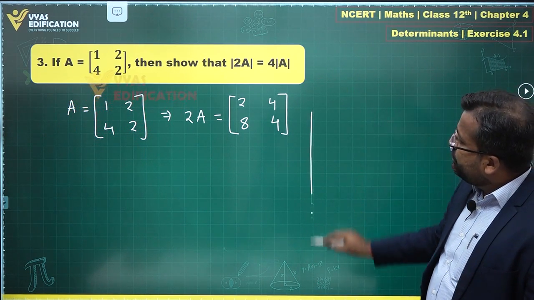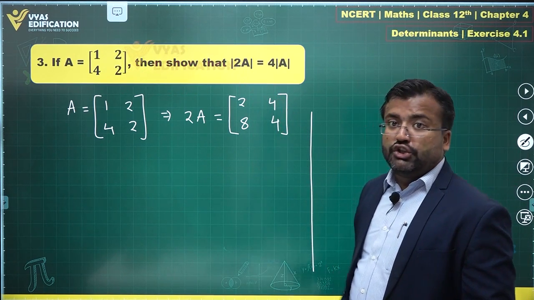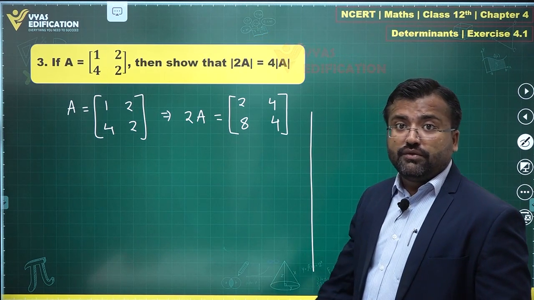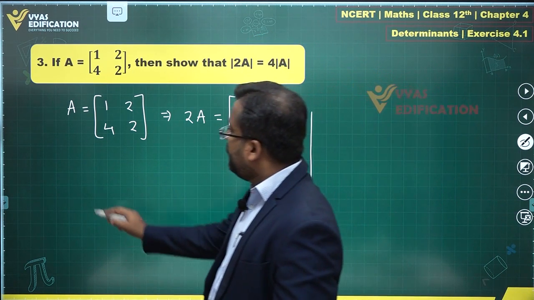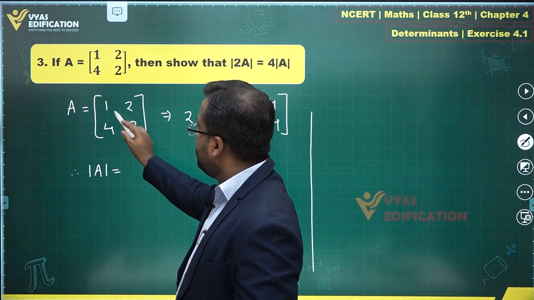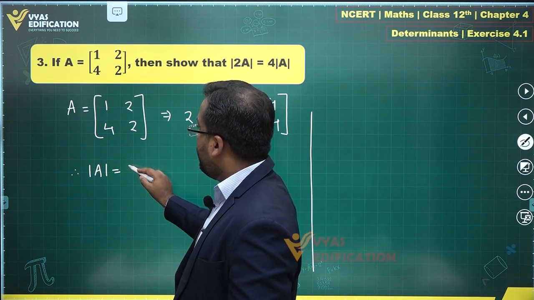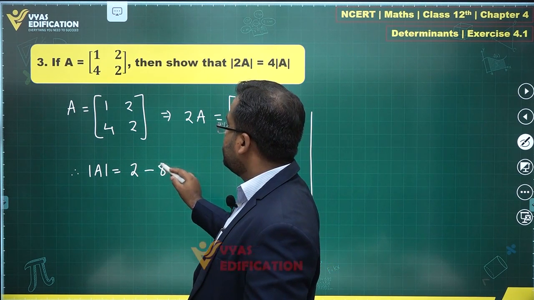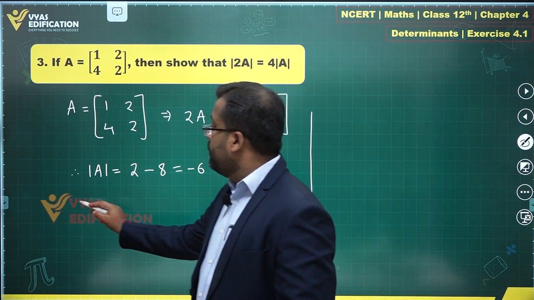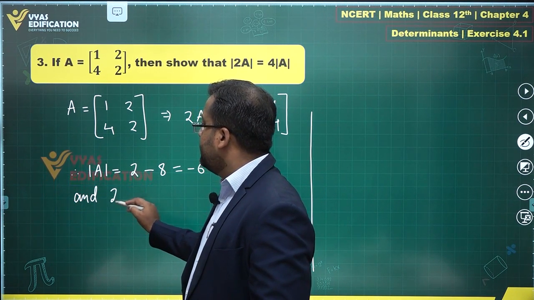Now we are supposed to find two things. We are supposed to find determinant of this 2A, and we are supposed to find determinant of A multiplied with 4. We are supposed to find those two things. So therefore determinant of A is equal to what? Determinant of A will be simply cross multiplying this. This is 1 times 2, which is 2, minus 4 times 2, which is 8. This is equal to minus 6. What about determinant of 2A? Can we find determinant of 2A? Yes.